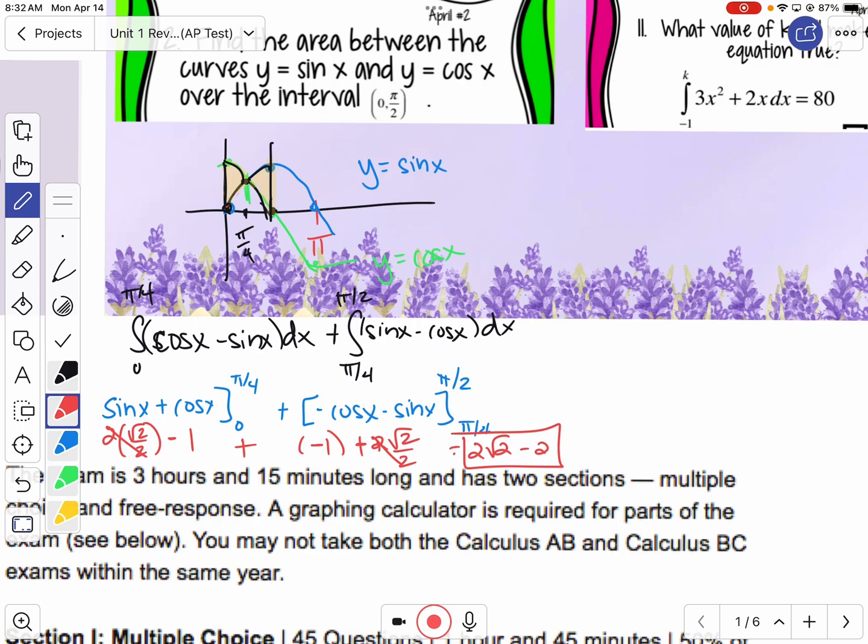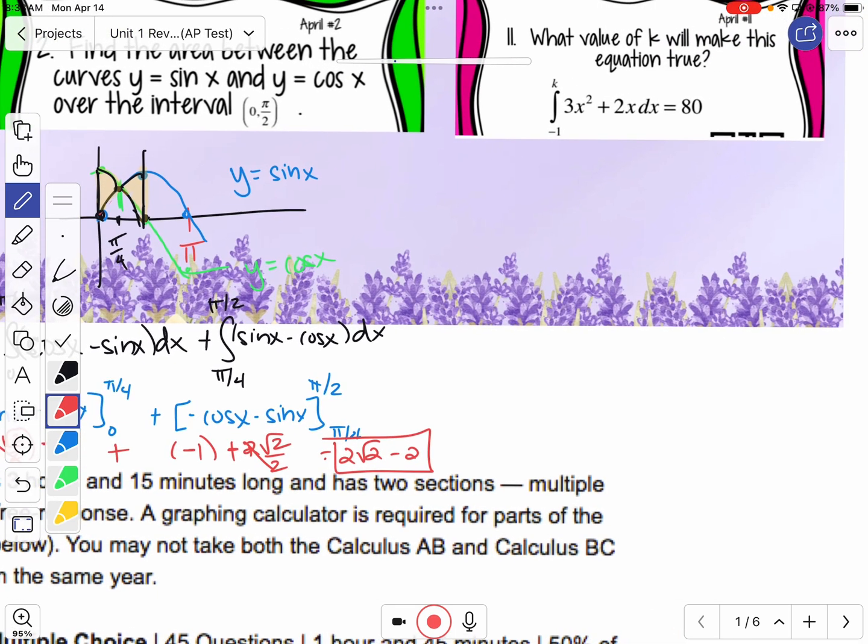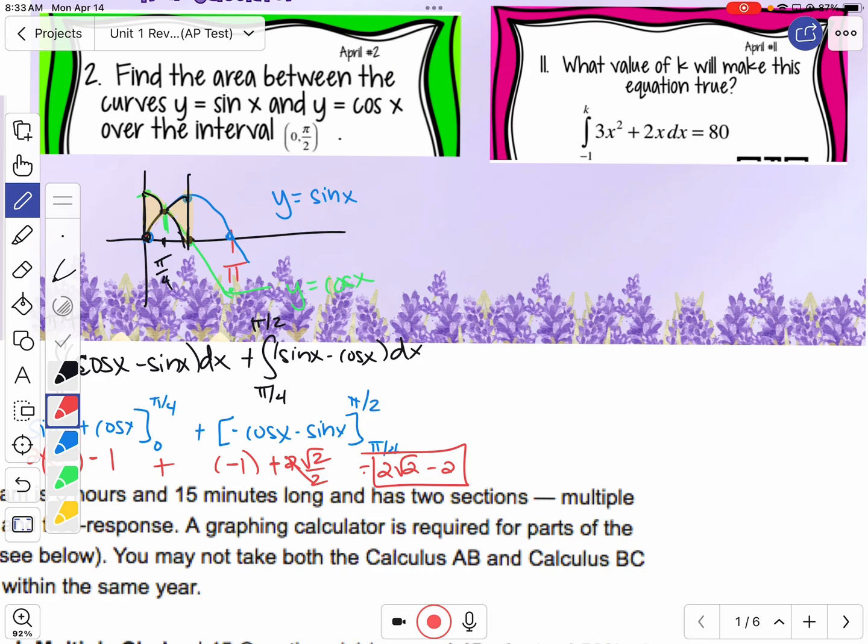Okay. So the main thing on that one is recognizing that you've got two regions there. They intersect at pi over 4, and they swap who's on top when that happens. With the second one, we're looking for the value of k that would make this equation true.